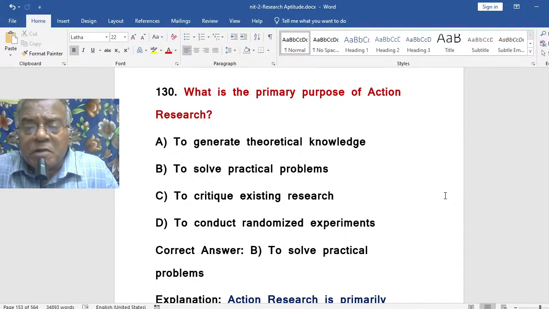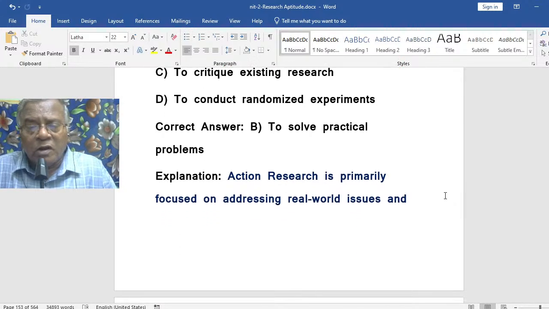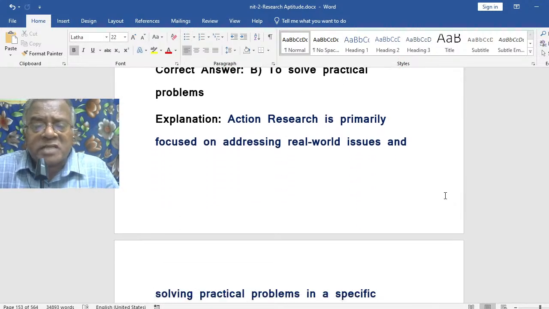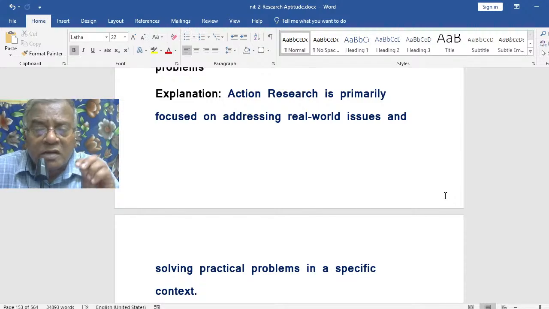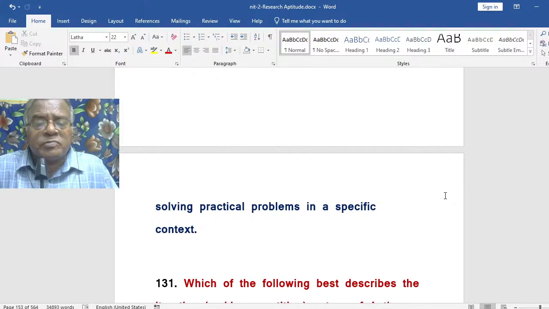What is the primary purpose of action research? Out of these four alternatives, which is the correct one? To solve practical problems. Action research is primarily focused on addressing real-world issues and solving practical problems in a specific context.